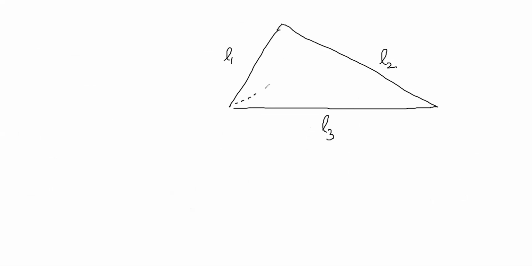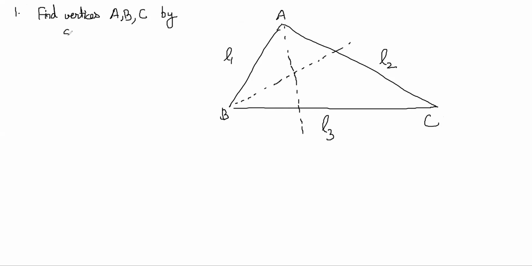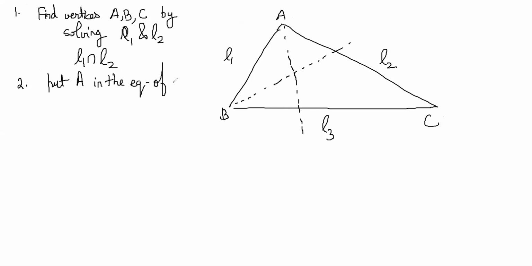And you have to find the internal angle bisectors, right? So the rule is: find the points A, B, C. First, find vertices A, B, C by solving line 1 and line 2, right? You're getting intersection points, right? Then once you have found A, put A into the opposite side. Put A in the equation of L3.